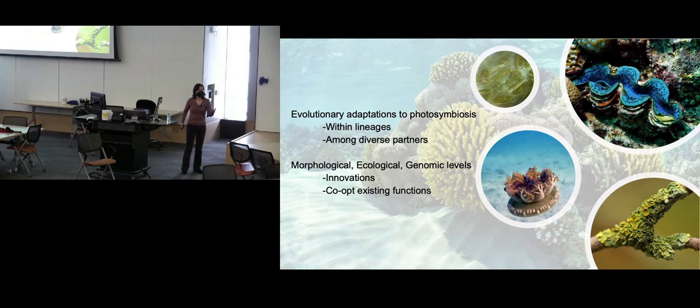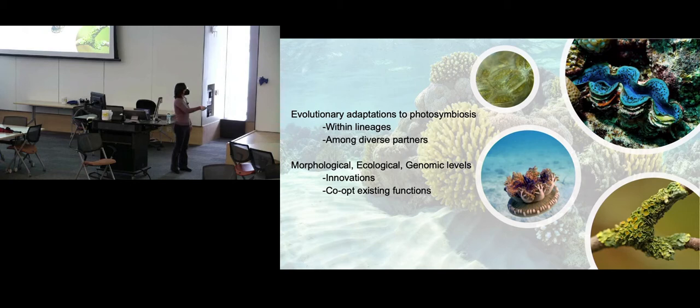And we can ask questions like, do they have innovations? Is there evolution of novel genes? Or do they co-opt existing functions from their ancestors and reutilize them to adapt to photosymbiosis, right? So here are all the questions we can ask. And for today's talk, I'm going to use one group of organisms to answer some of these, and that's bivalves, or clams. Right, marine clams.